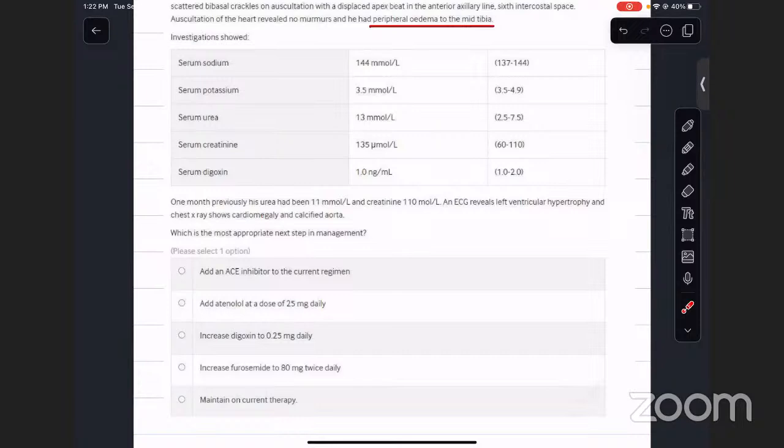So we can give an ACE inhibitor in this case because rising urea and creatinine is not a contraindication to initiate ACE inhibitors, but potassium is the important fact to initiate ACE inhibitors. So the answer will be add an ACE inhibitor to the current regimen. These are difficult questions. Okay.